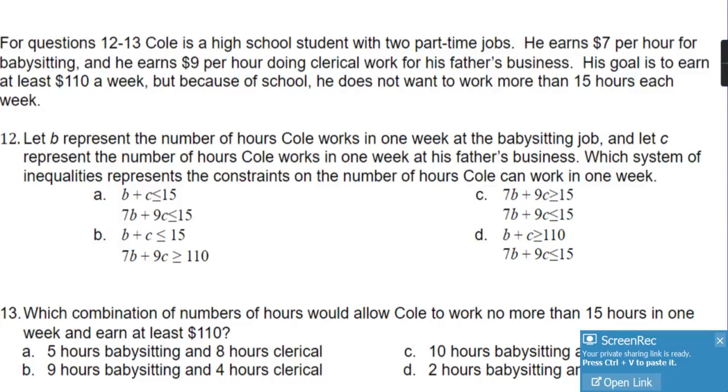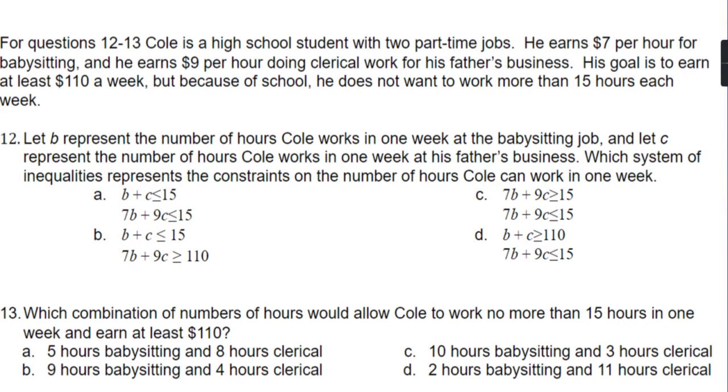Do questions 12 and 13 because they go together. Okay, for questions 12 to 13, Cole is a high school student with 2 part-time jobs. He earns $7 per hour for babysitting.